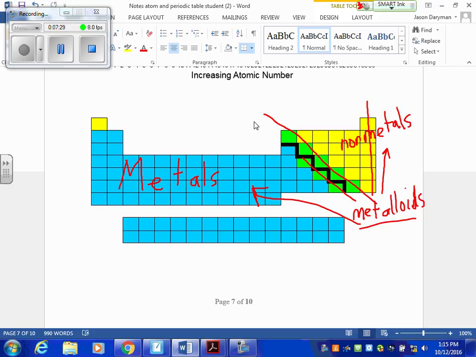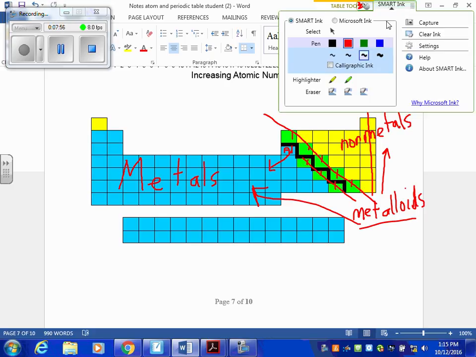The black staircase line is a dividing line that separates metals and nonmetals, and the metalloids are found next to that line. All except for aluminum, and that most definitely is a metal. So even though it touches the staircase line, aluminum is still a metal. It's not a metalloid. Metalloids touch the staircase line. Hopefully that gives you a little brief overview of these 3 categories.